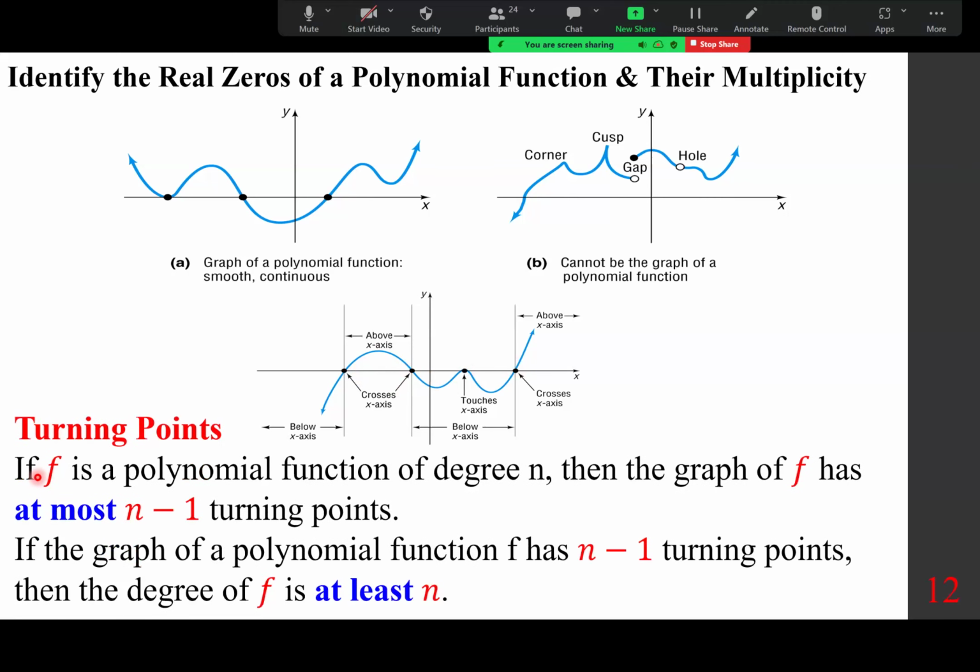Turning points. If f is a polynomial function of degree n, then the graph of f has at most n minus 1 turning points. If the graph of a polynomial function has n minus 1 turning points, then the degree of f is at least n. So we want to distinguish between the two concepts, everybody.